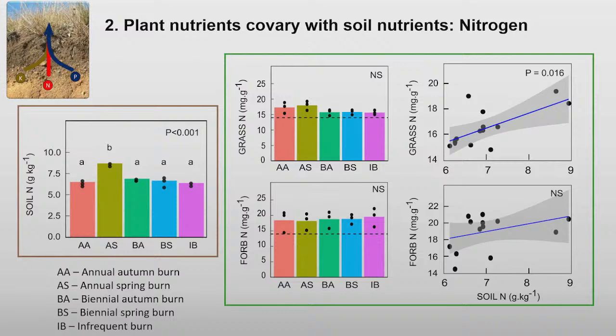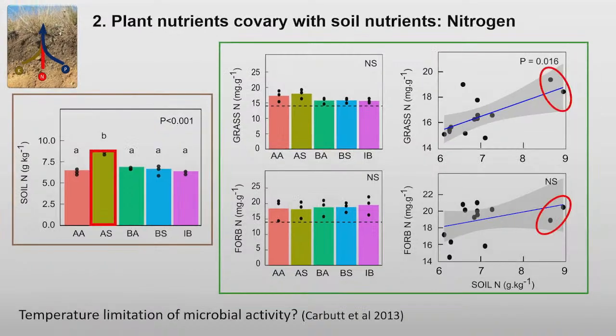And that for us was a bit of a question. So we looked more closely at it. Why are we not seeing that increase that is seen in the soil nitrogen reflected in grass or forb nitrogen? And we think it has something to do with this really neat paper that was published by Clint Carbett from KZN Wildlife, where he showed that in these grasslands, although they are intrinsically nutrient rich, they are functionally nutrient limited. And that is because of seasonal temperature limitation of microbial activity.